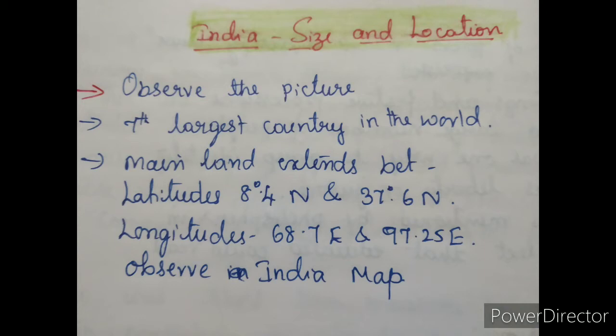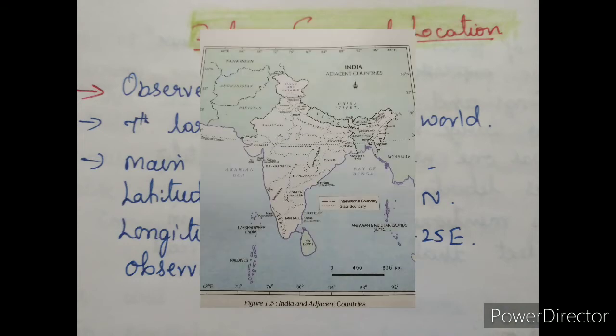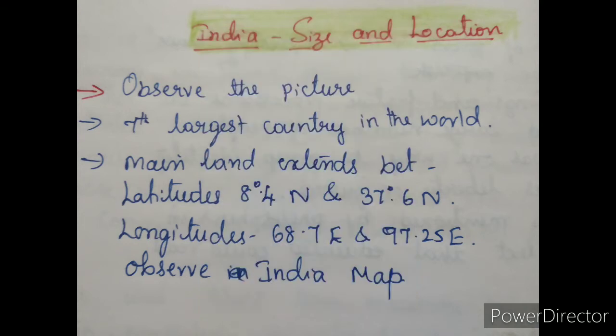Now, you observe the picture. India is the 7th largest country in the world. Now location. India is a vast country lying entirely in the northern hemisphere. The mainland extends between latitudes 8 degrees 4 minutes north and 37 degrees 6 minutes north, and longitudes 68 degrees 7 minutes east and 97 degrees 25 minutes east.